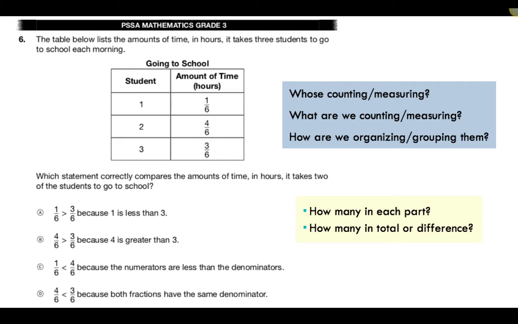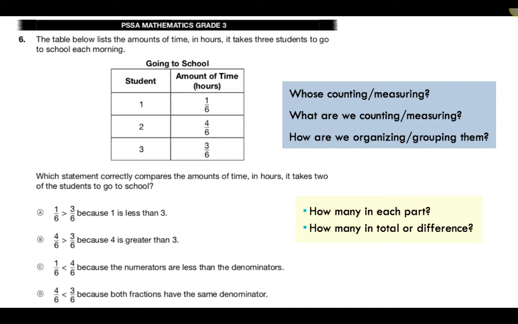4/6 is greater than 3/6. Student 3 takes longer than student 1. 3/6 is more than 1/6. Student 2 takes more than student 1. 4/6 is greater than 1/6. So let's see. Part A is 1/6 is greater than 3/6. Well, that's not true.